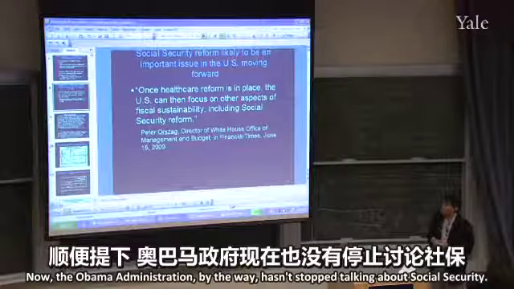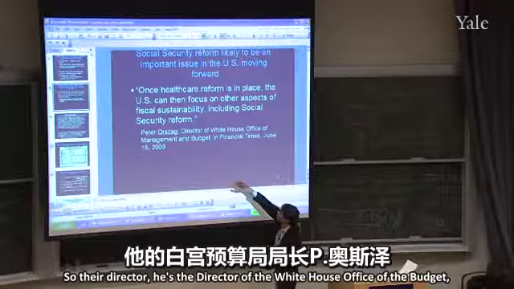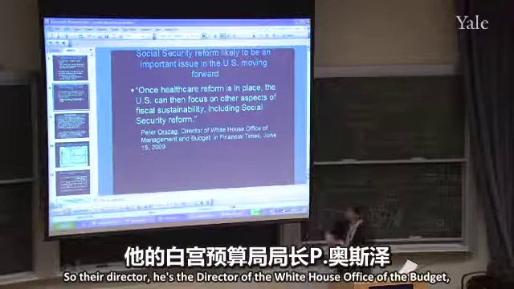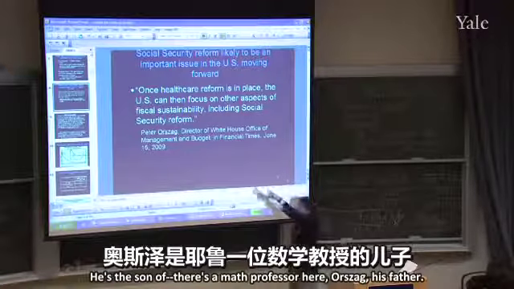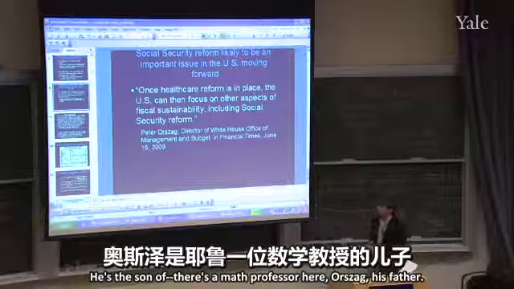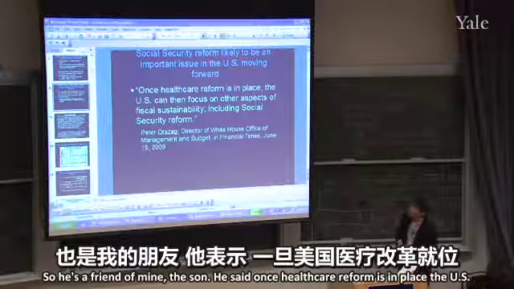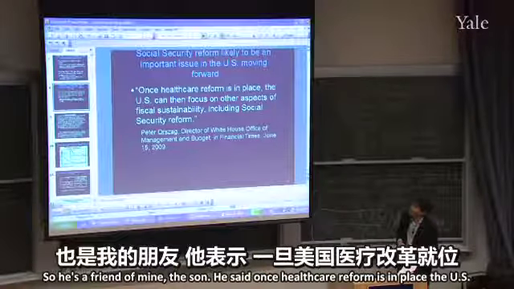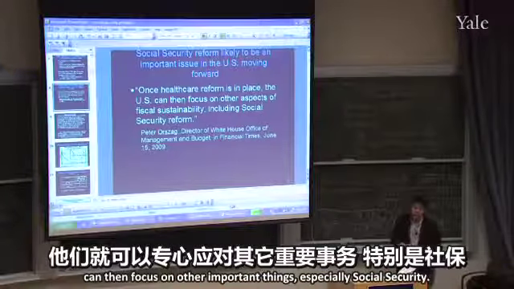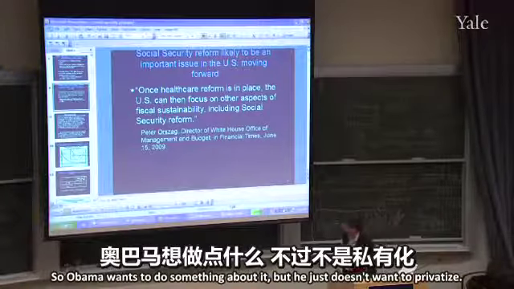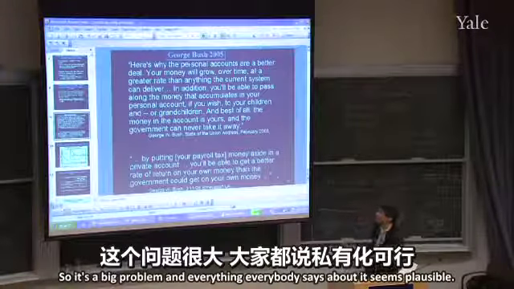Now, the Obama administration, by the way, hasn't stopped talking about Social Security. Their director of the White House Office of the Budget, so this is an incredibly important position, Peter Orszag, the son of a math professor here, Orszag, his father, and a friend of mine, said that once health care reform is in place, the U.S. can then focus on other important things, especially Social Security. So Obama wants to do something about it, but he just doesn't want to privatize. It's a big problem, and everything everybody says about it seems plausible.